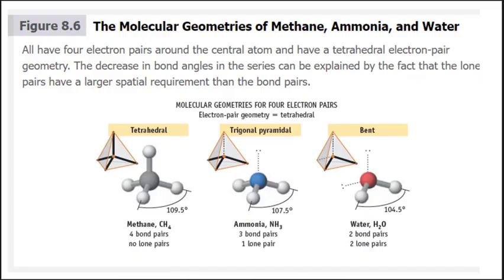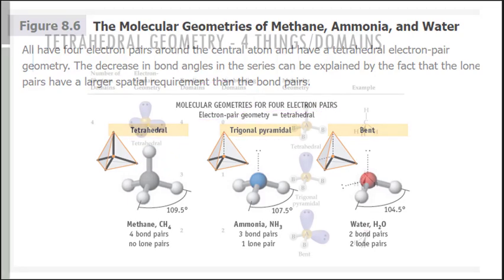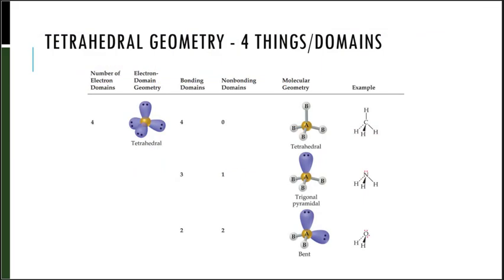And this just shows the molecular geometries for 4 electron pairs. If I have 4 atoms, it's tetrahedral. 3 atoms and 1 lone pair is trigonal pyramidal. 2 atoms and 2 lone pairs is bent. And this just shows us some more examples of tetrahedral shapes, trigonal pyramidal, and bent.